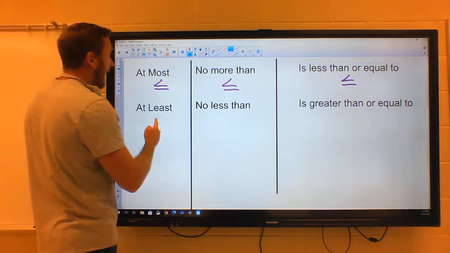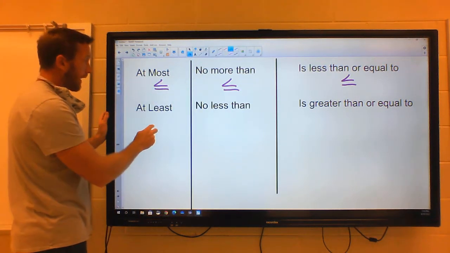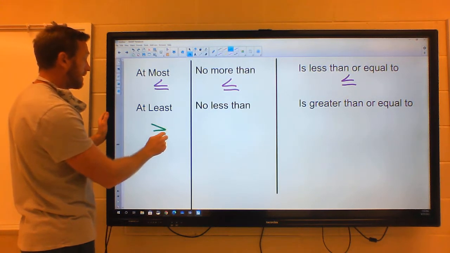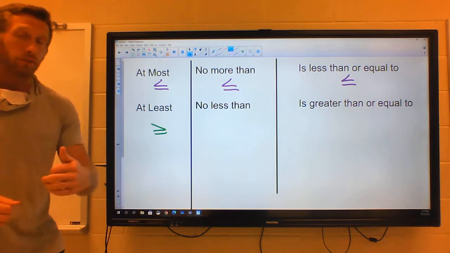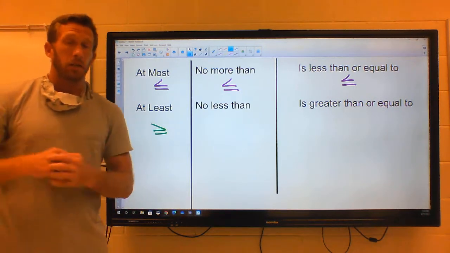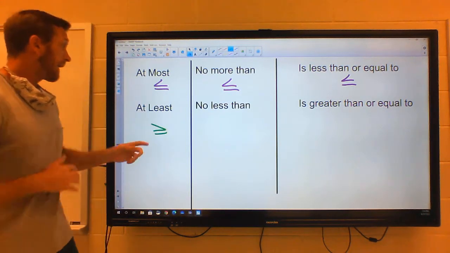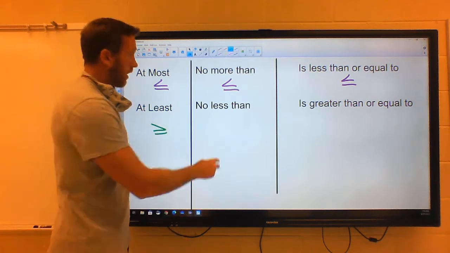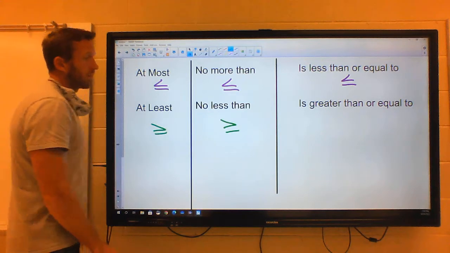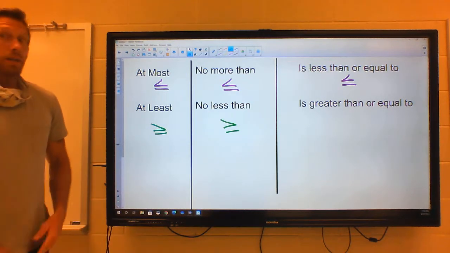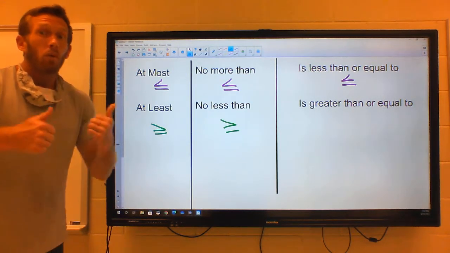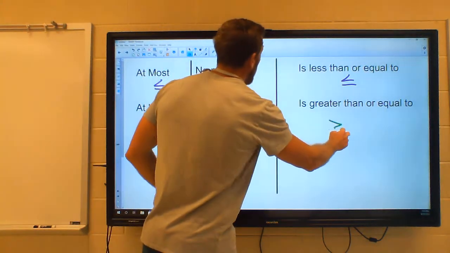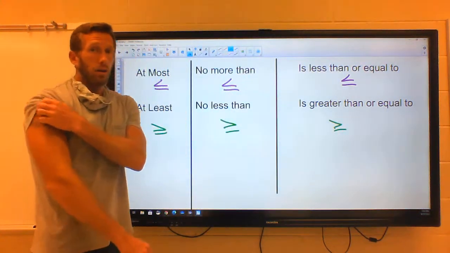Okay? If I say at least, okay, I have at least $100. I could have $200. That is at least $100. I could have exactly $100. That's why it's the or equal to. I have no less than $100. It's the same symbol. But I don't have less than $100. I have more than it, in fact, or I have exactly $100. Those all mean is greater than or equal to.